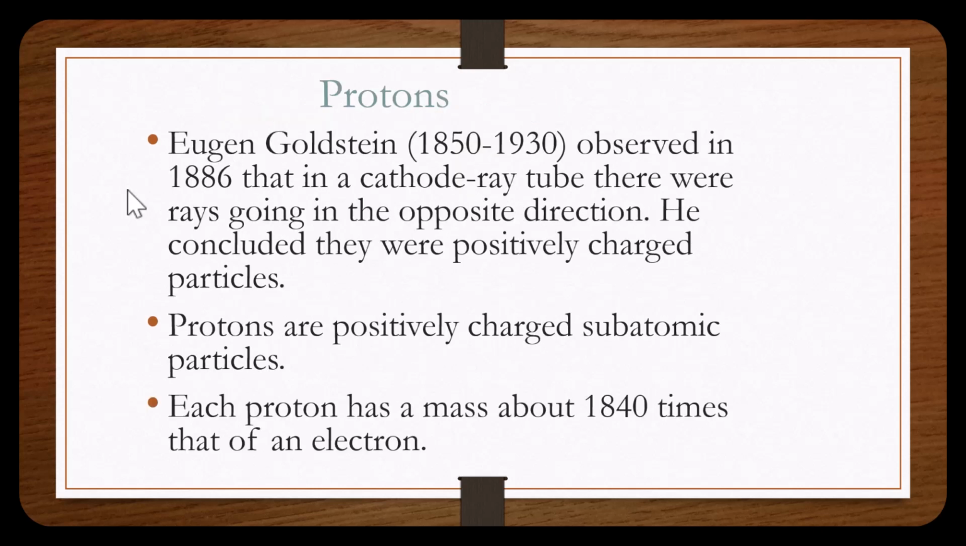Eugene Goldstein, 1850 to 1930, observed in 1886 that in a cathode ray tube there were rays going the opposite direction. He concluded that these were positively charged particles. Protons are positively charged subatomic particles. Each proton has a mass about 1,840 times greater than an electron.